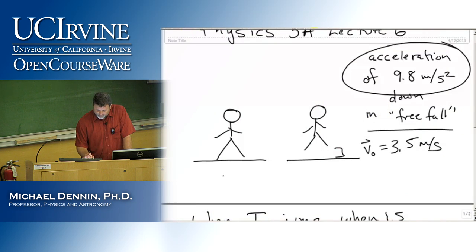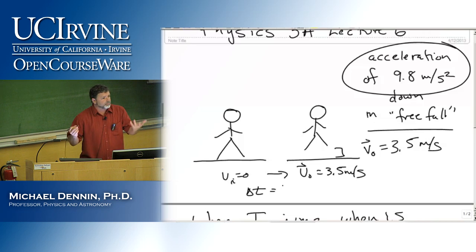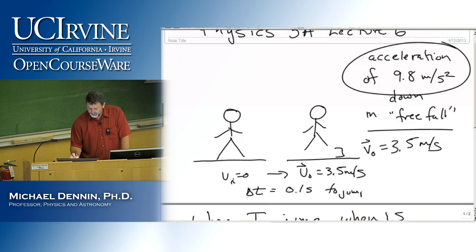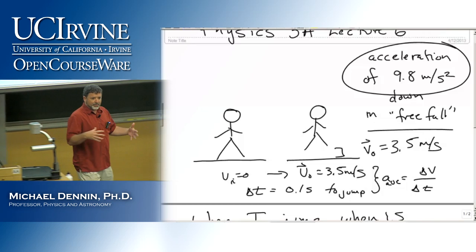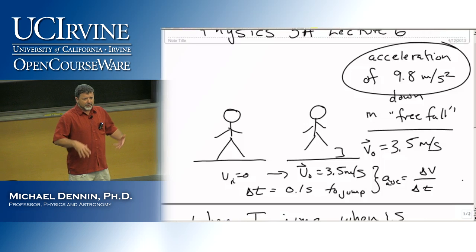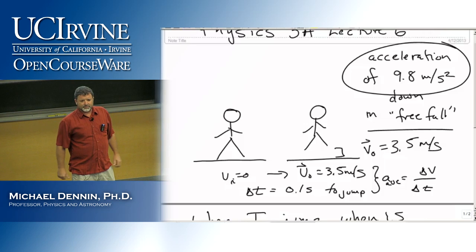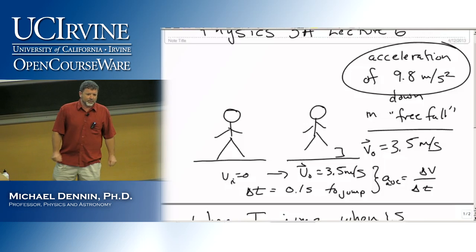So I leave the ground with a speed of 3.5 meters per second. So I went from V equals 0 to V naught equals 3.5 meters per second. Presumably in some time, the time it takes for me to jump, maybe 0.1 second to jump. So I had an average acceleration of delta V over delta T during my jump. As soon as I leave the ground, I'm not jumping anymore. I have no acceleration from my jump. I just have acceleration from gravity. And that's my 9.8 meters per second squared down.